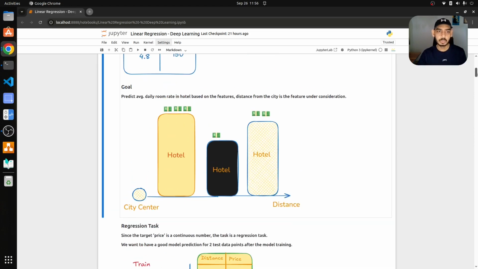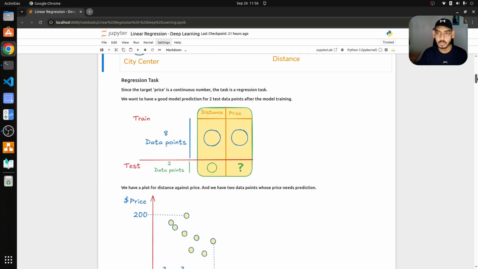So the goal would be to predict average daily room rate in a hotel based on the features, and the feature that we have is the distance. And since, as I mentioned earlier, both are continuous values, since the target is continuous, we term the task as a regression task. So we have to predict the hotel price, which could be any numeric positive value, based on the given input feature.